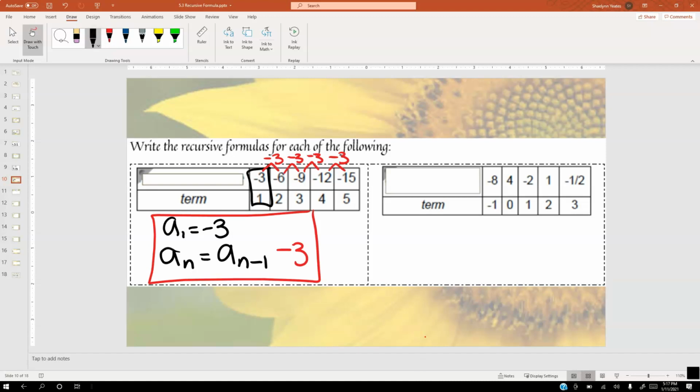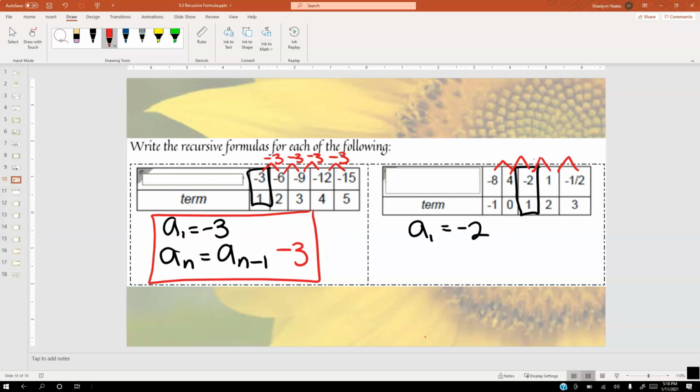So let's take a look at this next one. Over here, we're going to define our first term. So I'm going to go ahead and go to my first term. Notice my first term was not the very first number written. It was the first term. So a sub 1 equals -2. And it goes from -8 to positive 4 to -2, 2 to 1, and then 1 to -1/2. So it's alternating. So we seem to be multiplying by a negative.